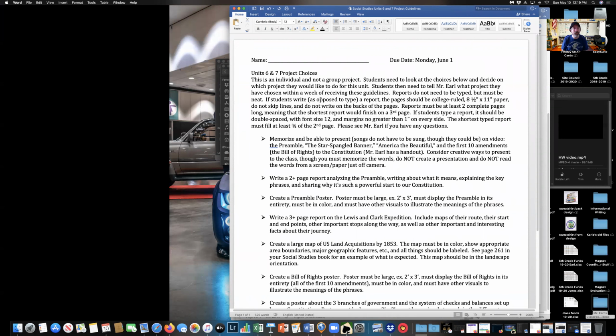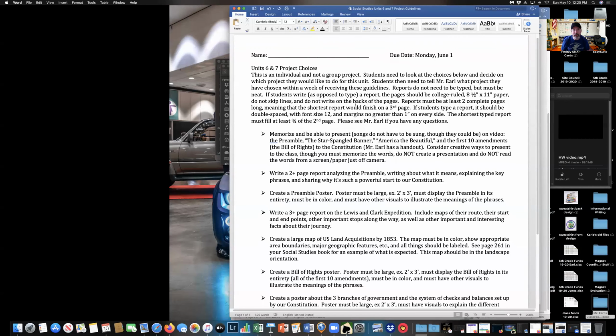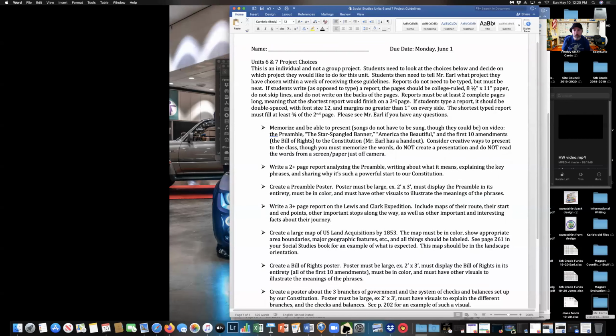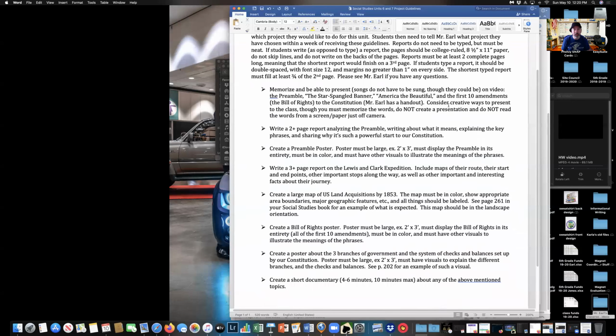So look at the choices below. Decide what kind of project. Actually, you don't need to tell me. I modified a previous project, so that's why it's there. If you are doing a report, read about this. Okay, so here's some things you got.